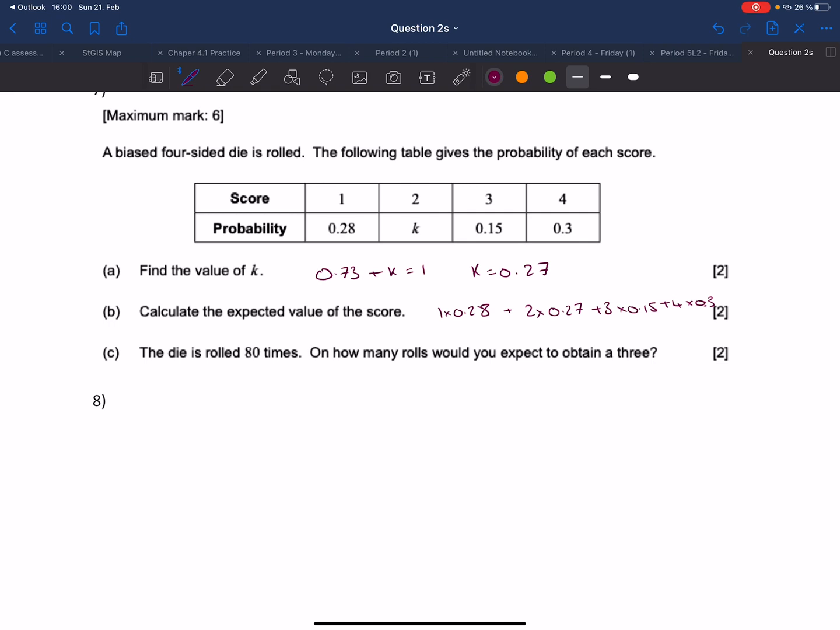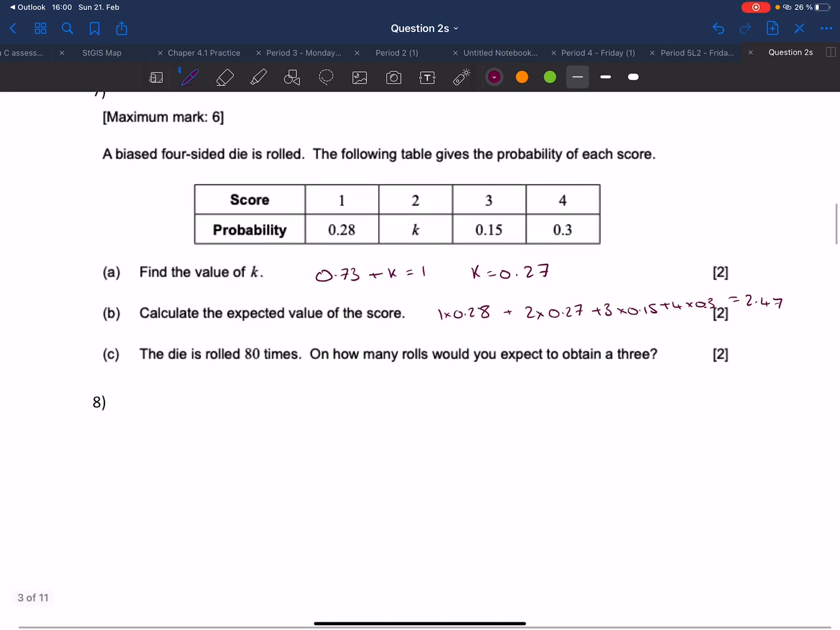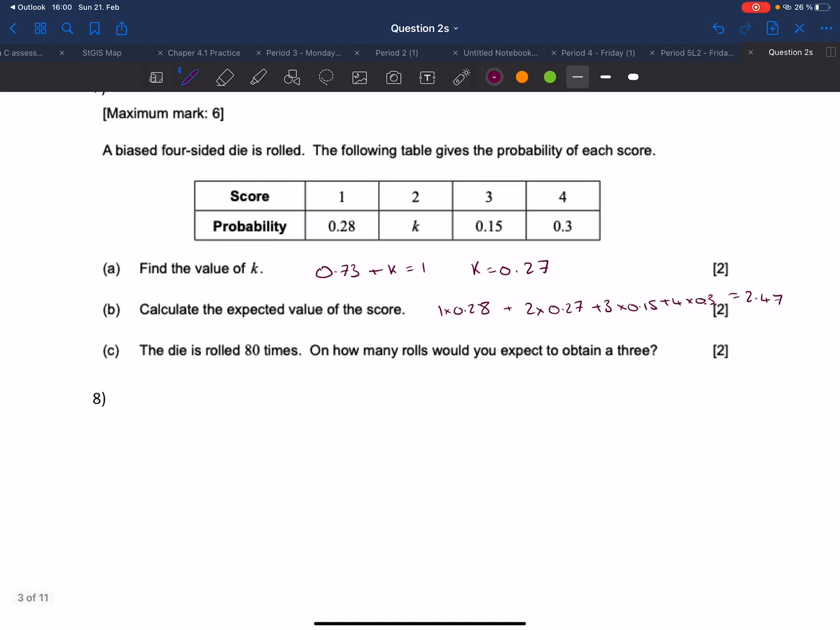I've got my expected value then as 2.47. I am just going to double check that with the solutions to make sure I've typed it into my calculator properly because we need it for the next bit. Yeah, that is the right answer.